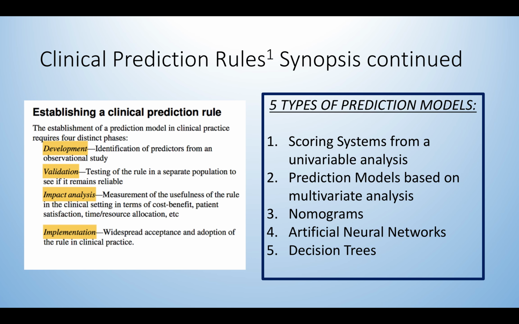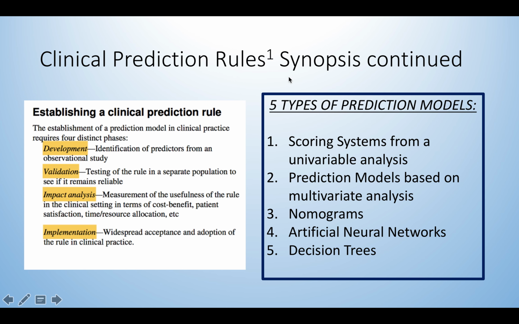First, this article discussed the 4 requirements that a clinical prediction rule needs to have in order for it to be valid. It needs to be developed through an observational study. It needs to have validation by being tested on more than one population than the original study came from. It needs to have impact analysis, right here, which measures how useful it actually is in a clinical setting, and that it's not simply a good rule on paper, but that in real life it works properly and efficiently too. And finally, implementation. It needs to be accepted, and people need to have adopted it and started using it.